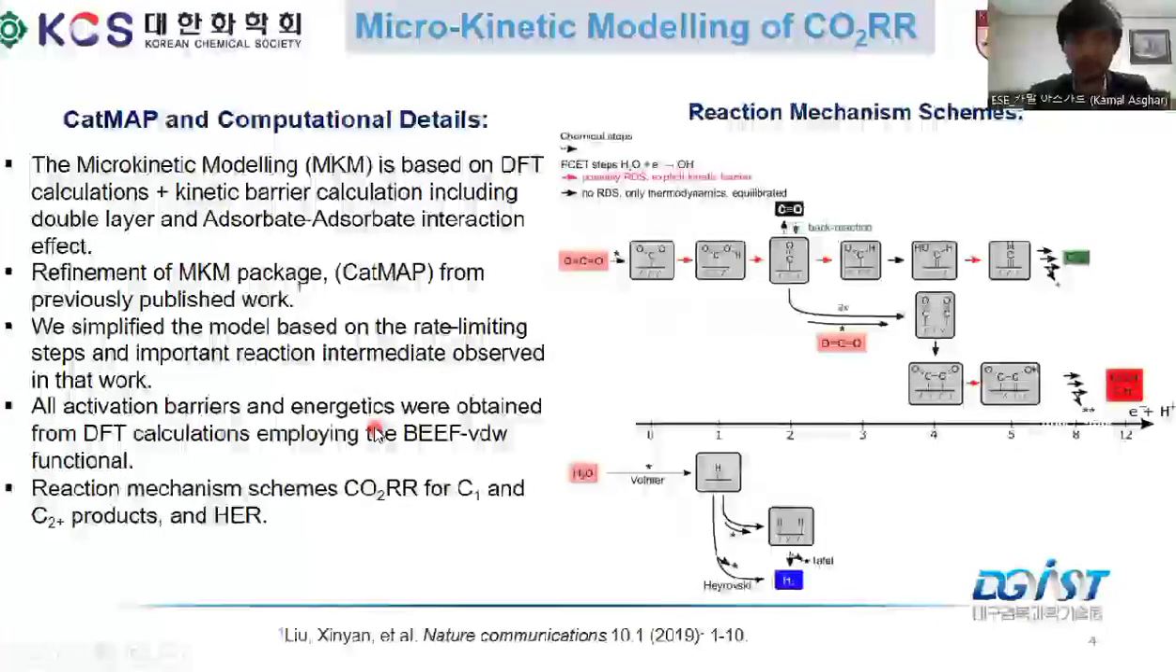We can see in this diagram the reaction mechanism scheme, which we consider in our study for C1 products and C2 products. And the hydrogen evolution reaction model is also mentioned here. The three elementary steps of HER are the Volmer step, the Tafel step, and the Heyrovsky step.